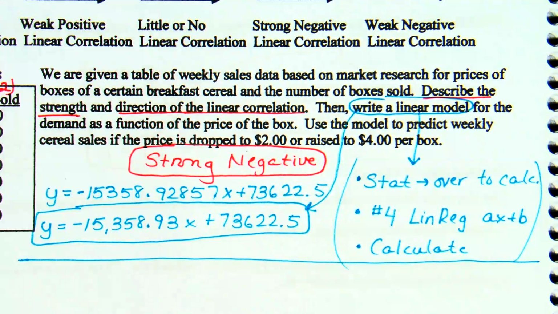Now, we have one more part of this problem to do. Use the model to predict weekly cereal sales if the price is dropped to $2 or raised to $4 per box. So, what would you say that means to do?